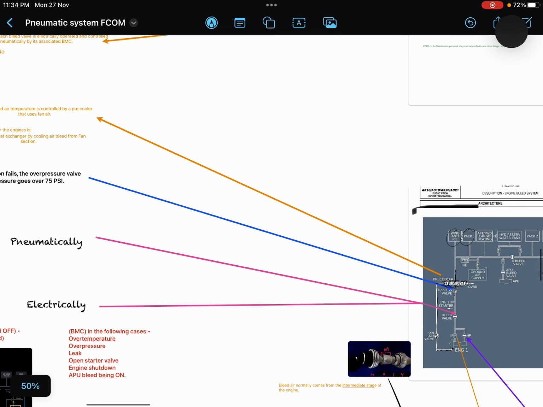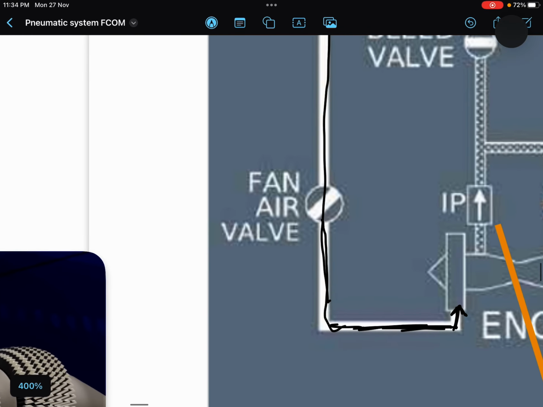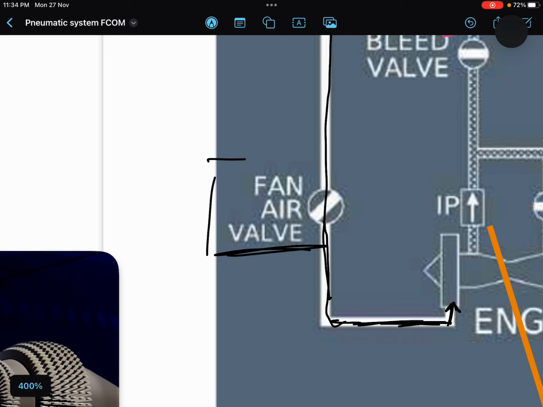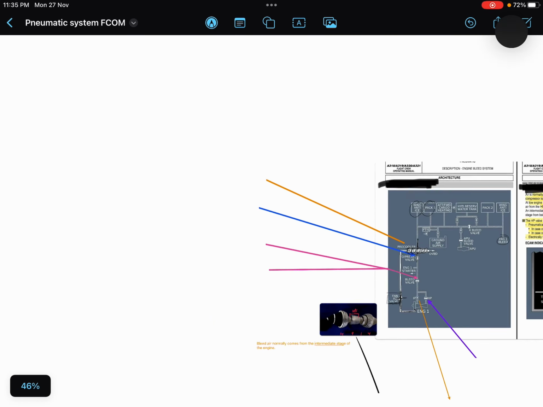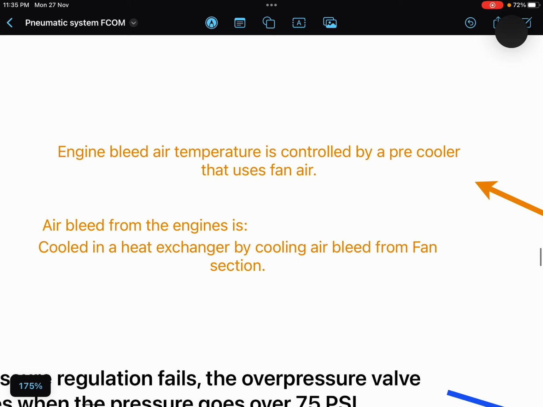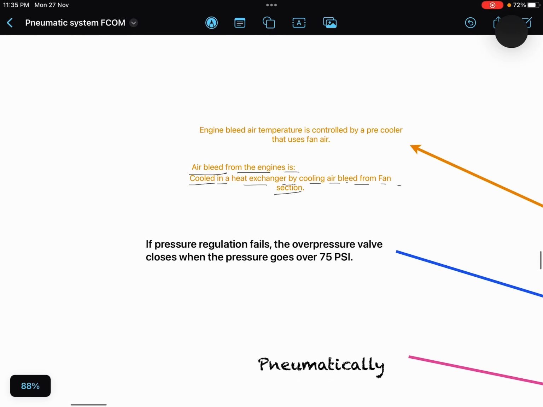Perfect. Here is the fan air valve, the spring loaded fan air valve, right? It closes if the engine is switched off or not running. This fan air valve closes. If the engine is running, it will open and then air will be supplied to the pre-cooler, right? There is one more statement which says air bled from the engine is cooled in the heat exchanger by cooling air bled from the fan section. I hope you are not finding any difficulty in these statements.